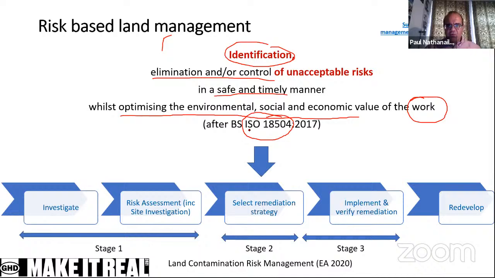The process begins with investigating the site, assessing the risks, deciding whether or not those risks need dealing with, and if they do, you've then got to decide how to remediate, and that's where the international standard comes in. And then you get out and do it, you remediate the land, prove that it's worked, you do your verification, and then you've got land that you can redevelop.